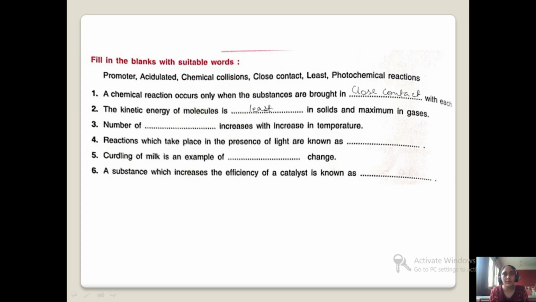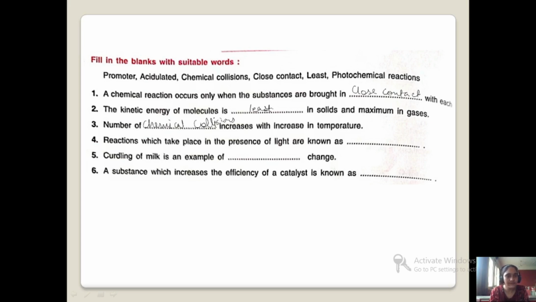The third is, number of dash increases with increase in temperature. As we raise the temperature, there will be more collisions between the particles, because with a rise in temperature we are increasing the kinetic energy. When they have more kinetic energy, they have more energy, so they will collide with more speed. So the number of chemical collisions will increase with the rise in temperature.